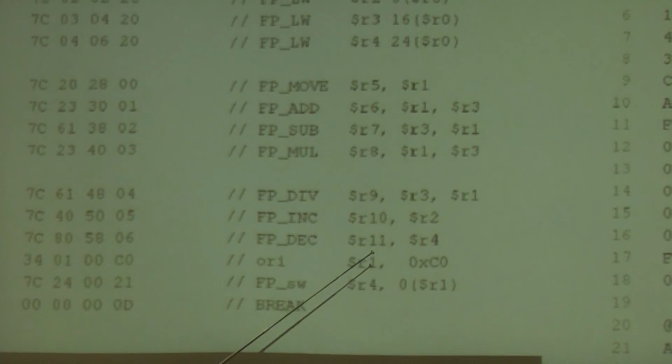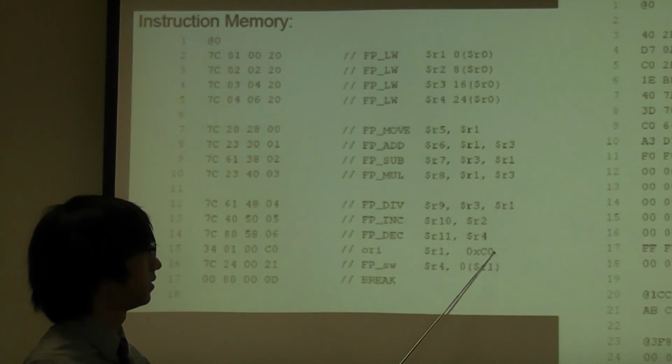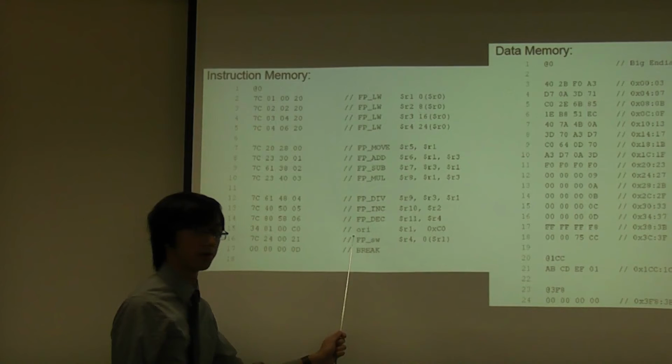And then lastly, we do an OR immediate, which is a regular R type instruction. R1, we set it to the address C0 because we want to store the result of R4 to the address in data memory. Then we complete that using a floating point store word instruction.